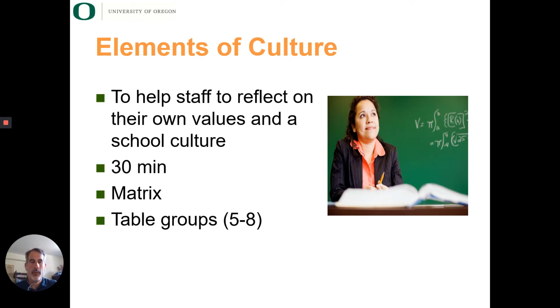Before we get started, I want to make sure that everybody has a copy of the Elements of Culture matrix. So if you don't, you may need to pause the video right now to make sure that everybody participating has a blank copy of it. And then I would also ask that you sit in table groups of between 5 and 8 staff members. And those might be subject level or grade level colleagues.